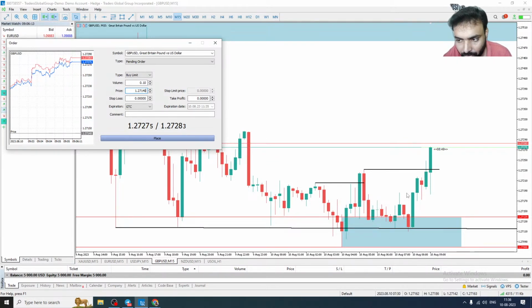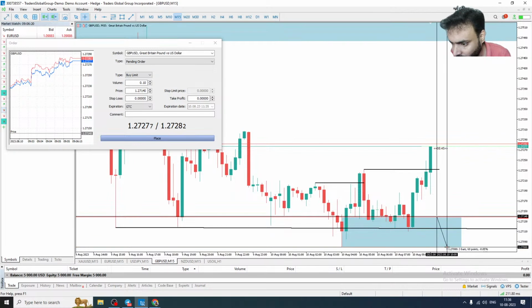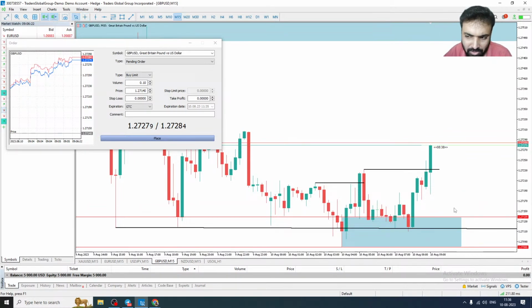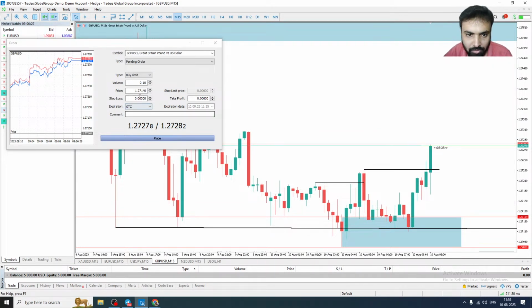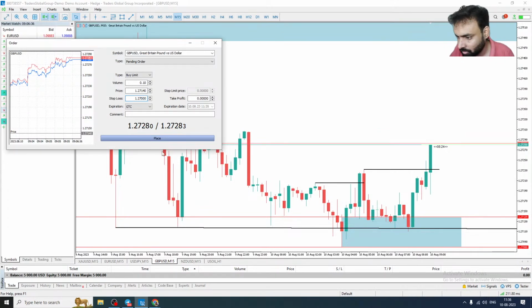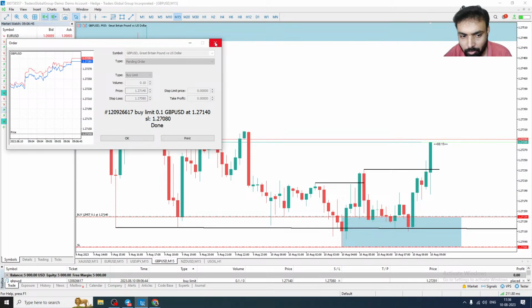Now we are not looking for further confirmation. We are going to take a direct trade because the stop loss is 60 points, which is decent. Okay, so stop loss 1.27080. So one mini lot, pending order, place. So we place the order.